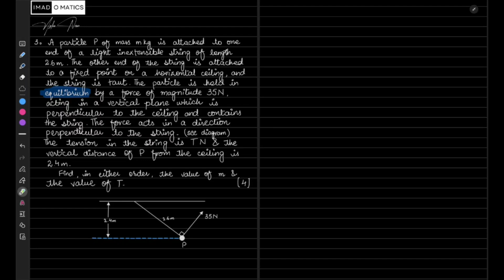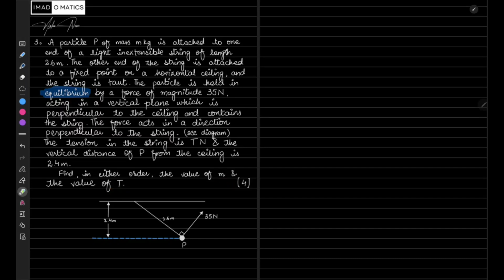Secondly, they say this force is acting in a vertical plane which is perpendicular to the ceiling and contains the string. So this force is acting perpendicular to the plane where the ceiling and the string are. Also, the force acts in a direction perpendicular to the string, as shown in the diagram. The tension in the string is T newtons and the vertical distance of P from the ceiling is 2.4 meters. Find, in either order, the value of M and the value of T.